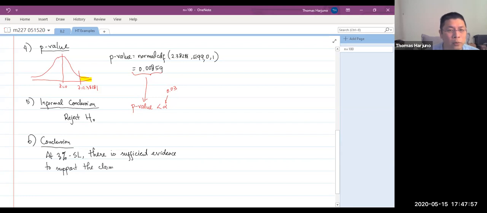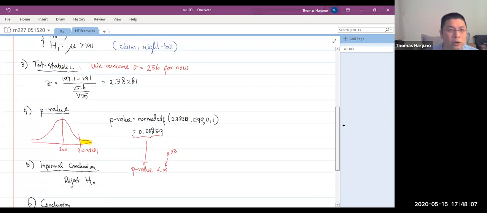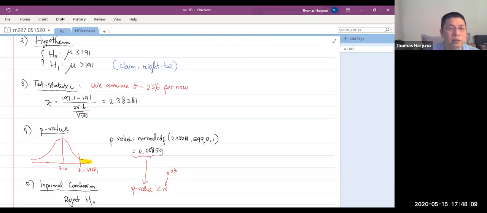Thomas, do we support the claim or reject the claim? In step 5, you say you reject the null hypothesis, Thomas. Yes, I reject the null hypothesis. But if I reject the null hypothesis, it means I support the claim, right?